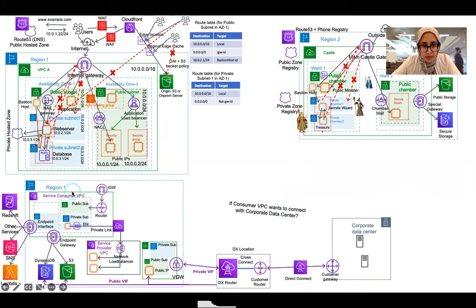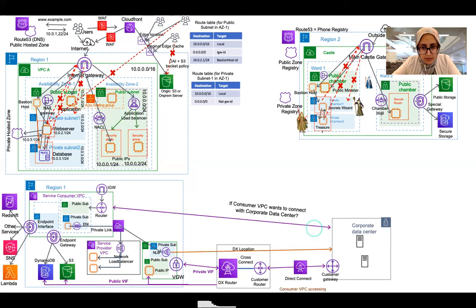So now what if the consumer VPC wants to connect with a corporate data center, right? This is our consumer VPC, and this one wants to connect to the corporate data center. How is it going to do that, right? So let's see. You can see I'm adding a few things in here, right?